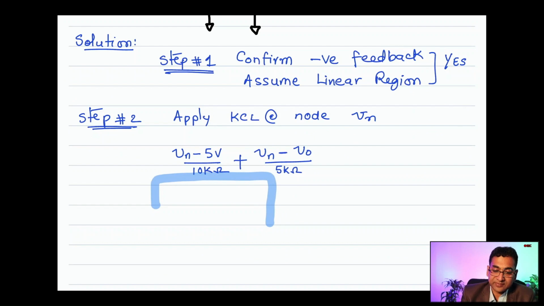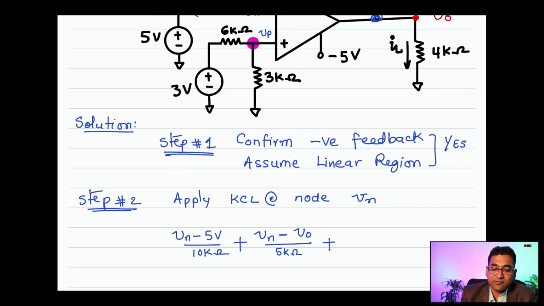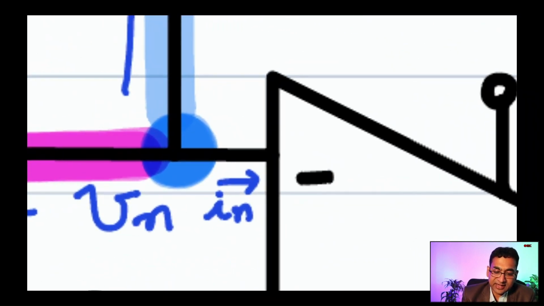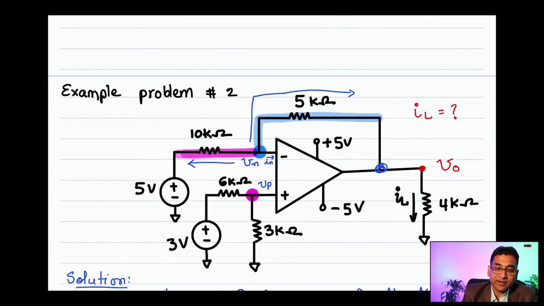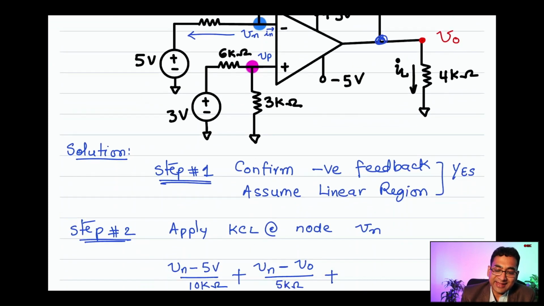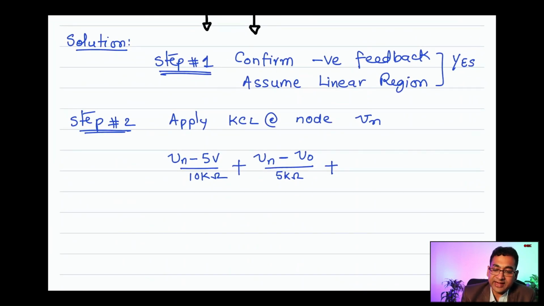Plus the current flowing in the third branch, this guy. There are 3 branches. We are adding all the branch currents. Let me clean this up a little bit. There you go. So writing KCL at node Vn, I have 3 branches, and the sum of those branch currents leaving that node is 0. That's step number 2.